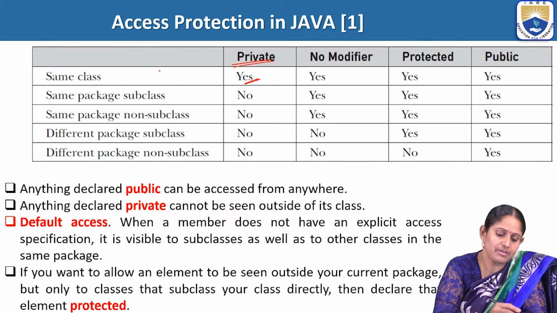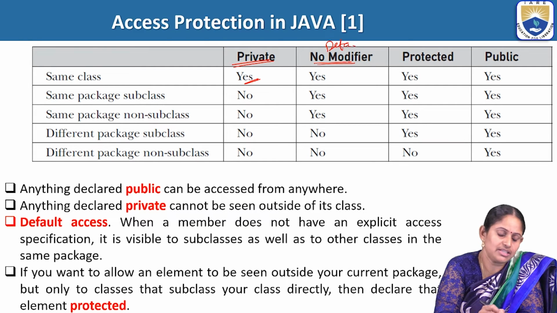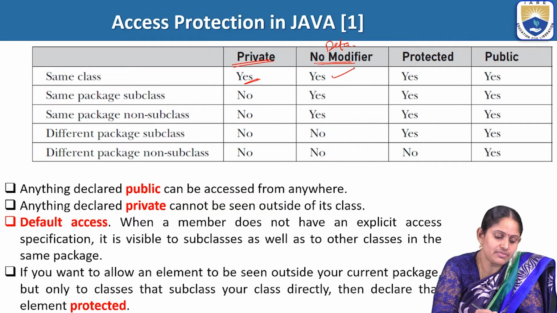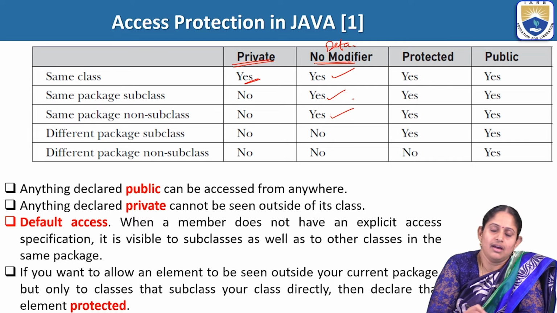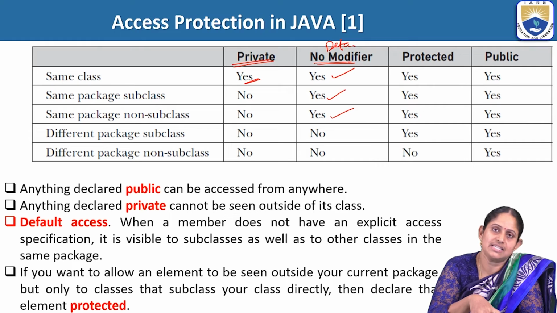Now, similarly, if no modifier is present, it means it is default. If it is default, then it can be accessed within the class, and it can be accessed within the subclass present in the same package. But it can also be accessed by a non-subclass within the package. So a default member can be accessed by the classes which may be a subclass or not, but which are present inside the same package. But the classes outside the package cannot access the default member.